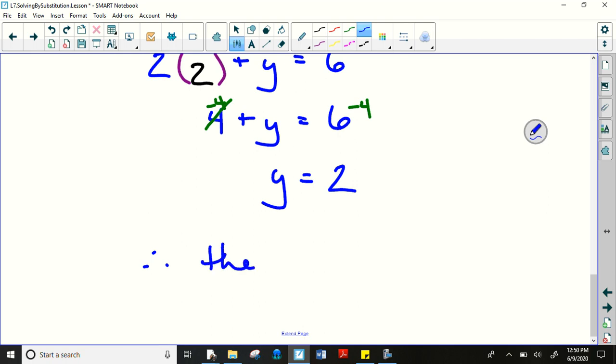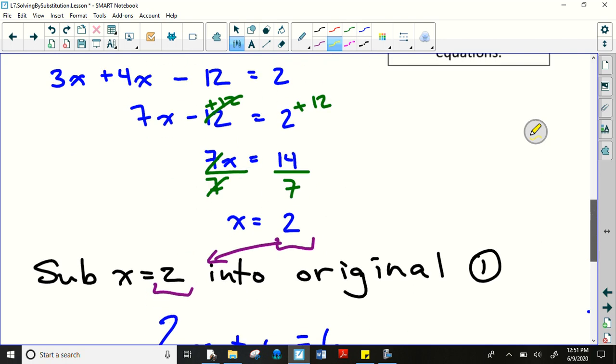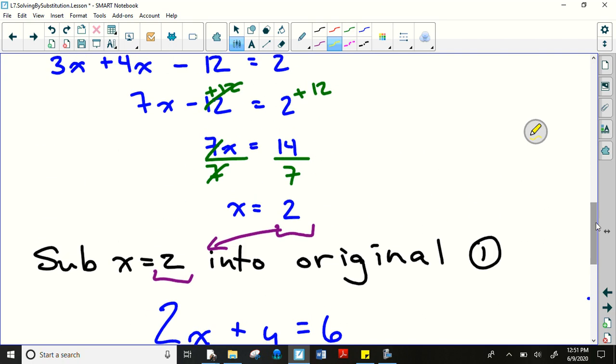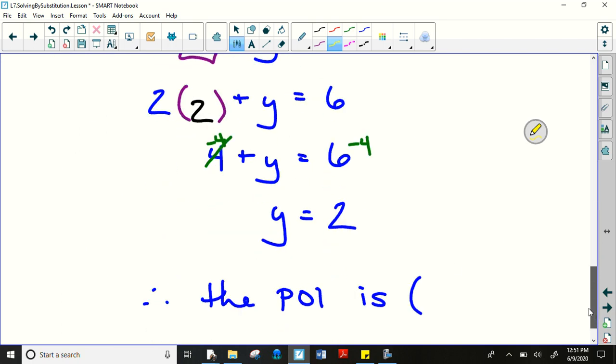Therefore, the point of intersection is the x value that you found and this y value. And remember, when we're stating a point, it's always x before y, just like it is in the alphabet. So our x value was a positive 2, and in this case, our y value ended up being a positive 2.